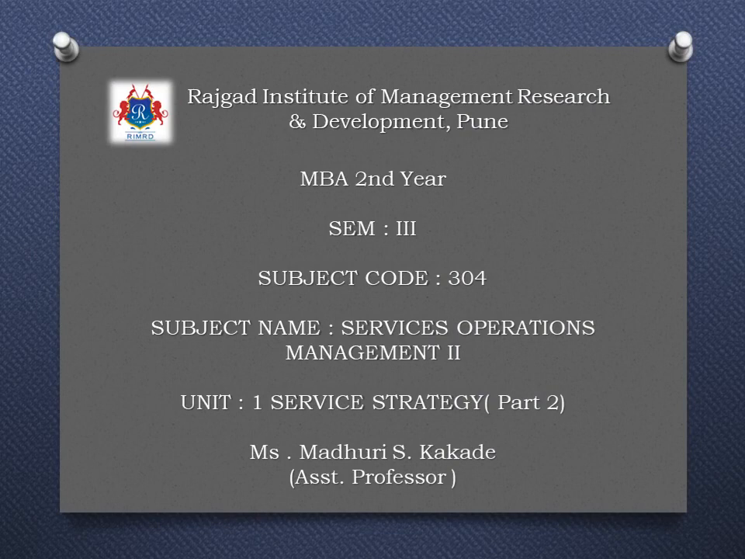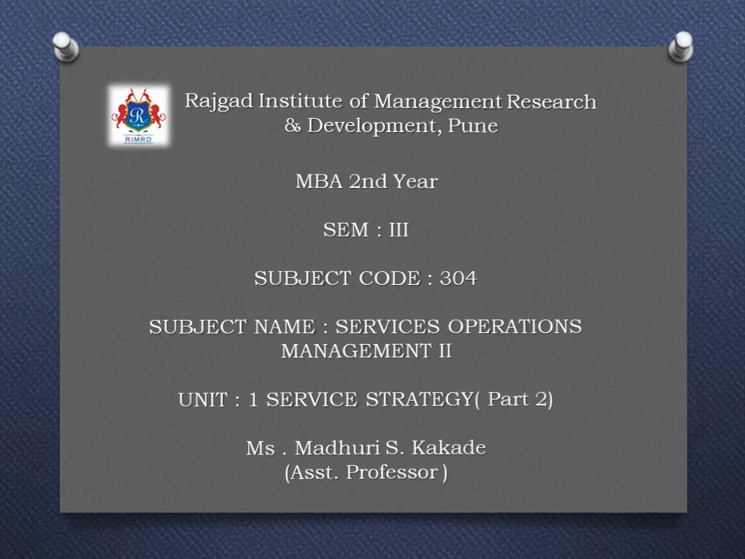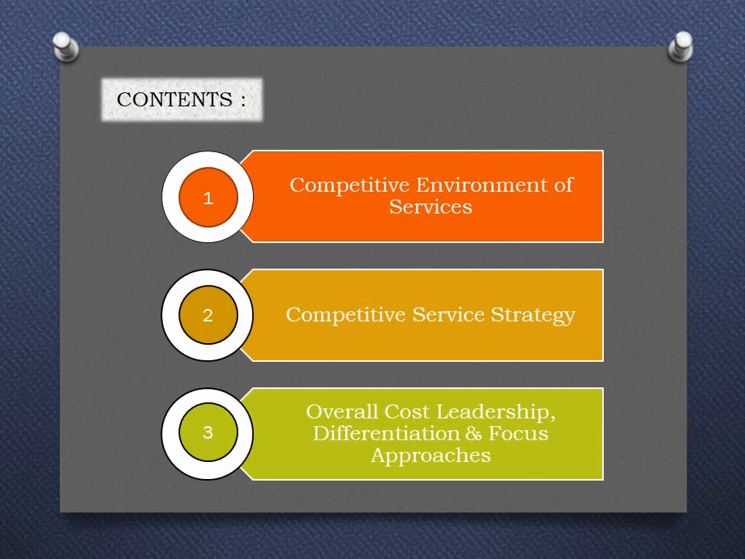Today's session is for MBA second year, semester third. The subject code is 304 and the subject name is Services Operations Management second. The unit name is Service Strategy Part 2. There are three contents of this session. First, competitive environment of services. Second, competitive service strategy. Third, overall cost leadership, differentiation and focus approaches.